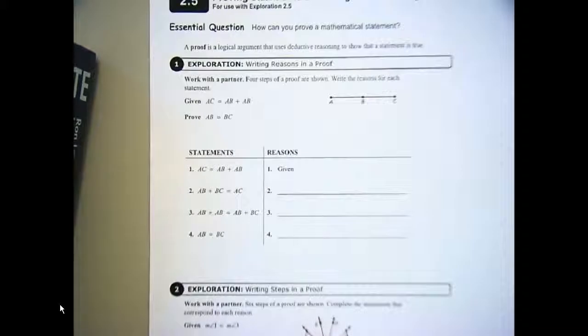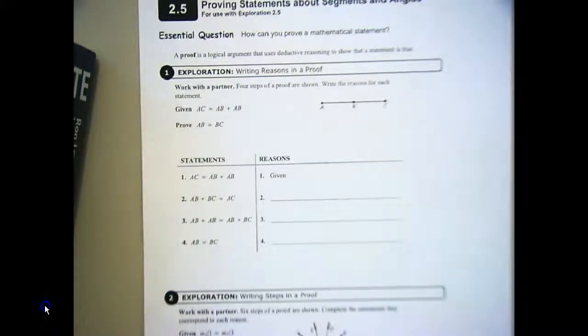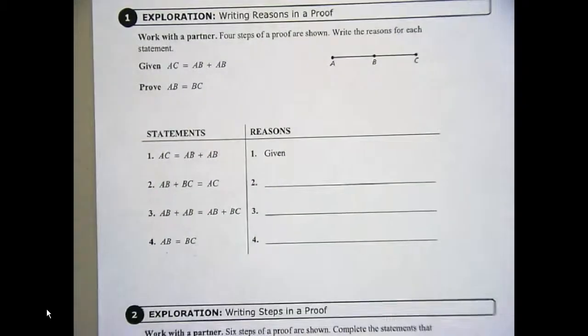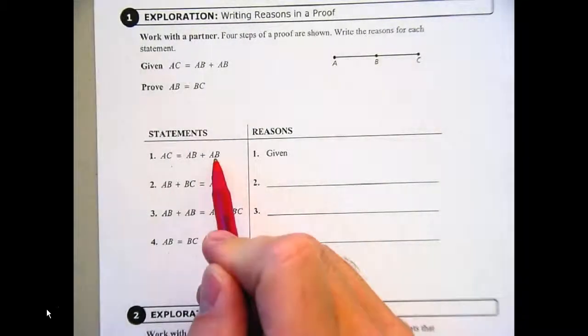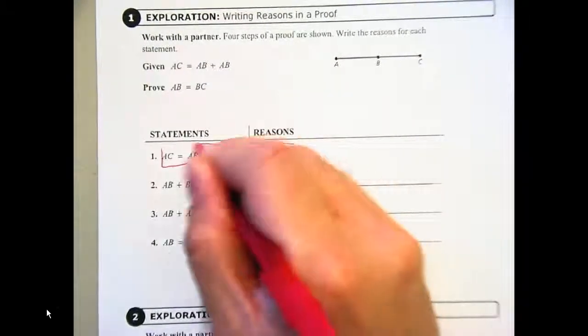All right, so there we go. Exploration 1. I want you to work with your group. Spend a couple of minutes on that. What we got for A, we're saying AC equals AB plus AB. That is what? Brennan? Addition property of equality? No. It's not substitution. I'm looking right here. That's given. So just so that we're clear, always look for your given statements first.